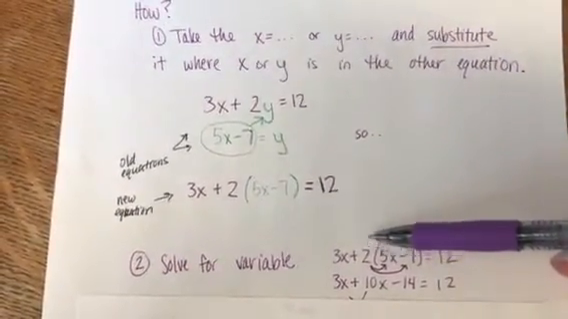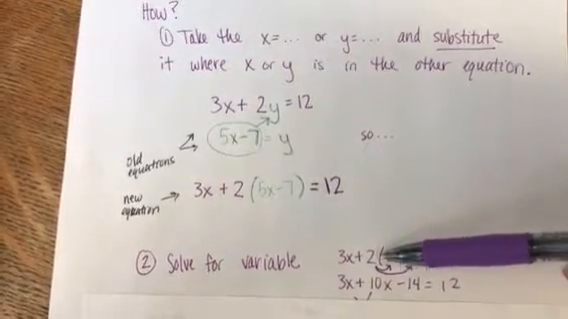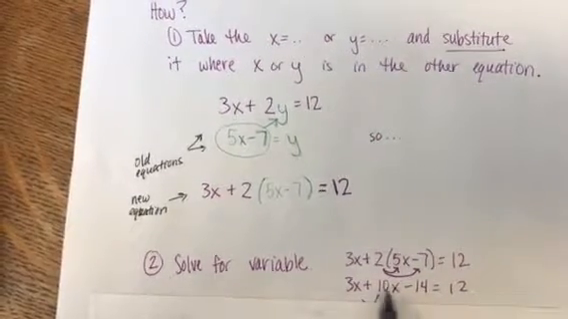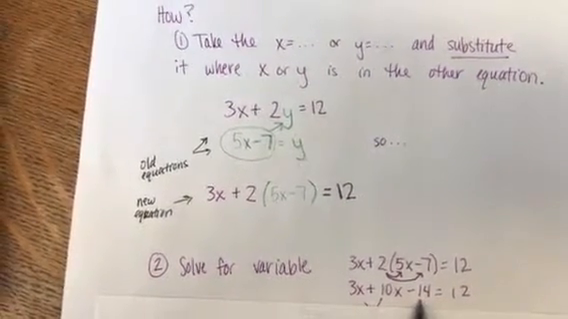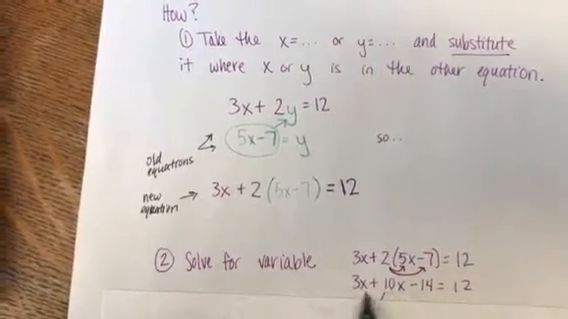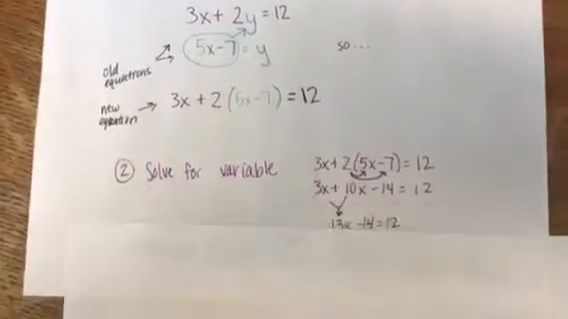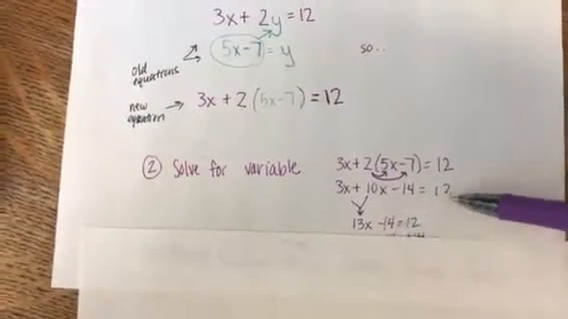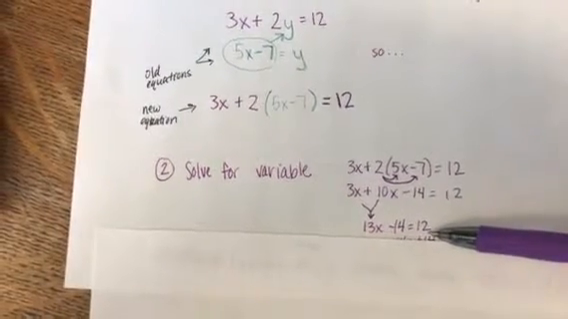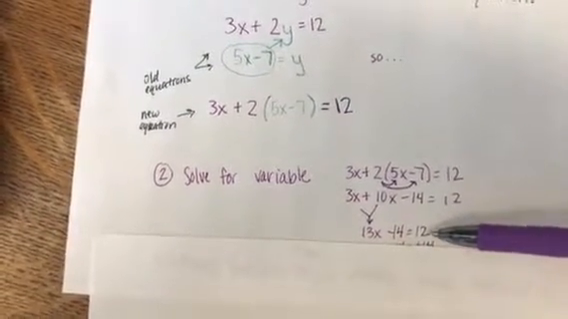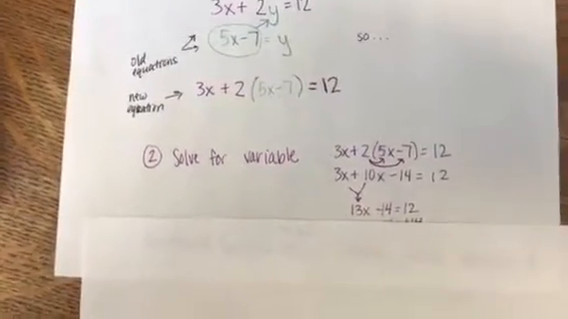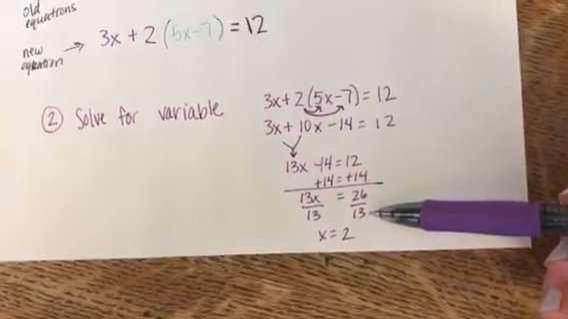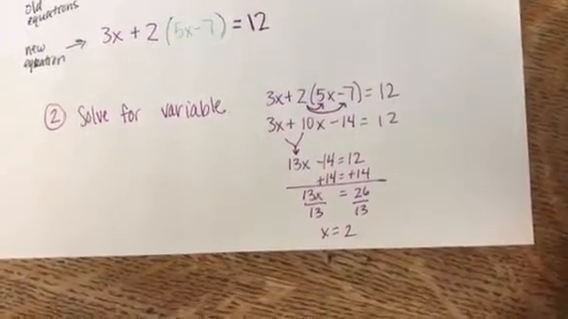First, you would use the distributive property to distribute the 2 to the 5x and the negative 7. 2 times 5x is 10x. 2 times negative 7 is negative 14. Then you combine like terms, combine the 3x and the 10x, and you get 13x. Bring the minus 14 down, bring the equals 12 down. Then you would solve, like we've been practicing algebraically, solve for x by adding 14 to both sides, and then dividing both sides by 13, and you get x equals 2.